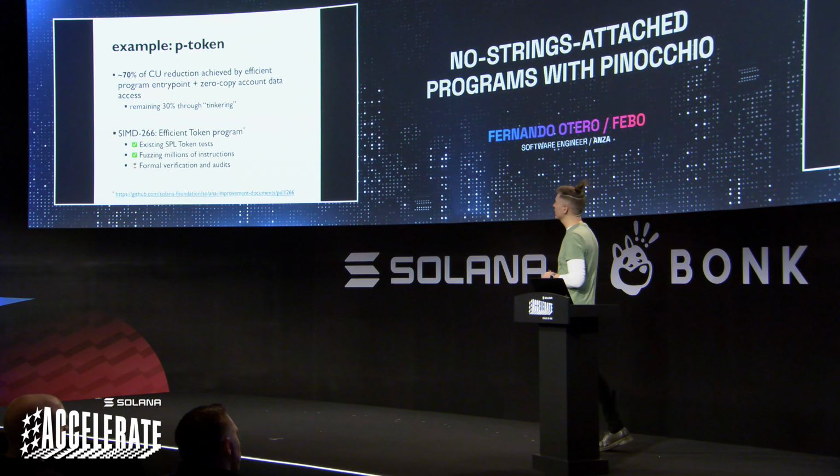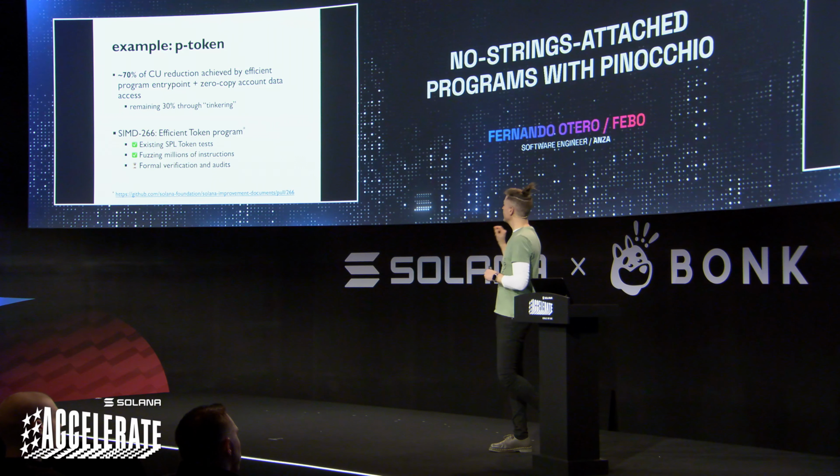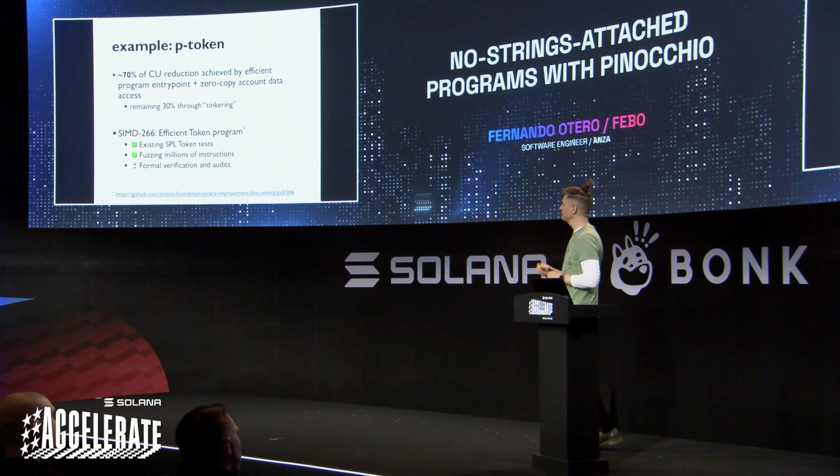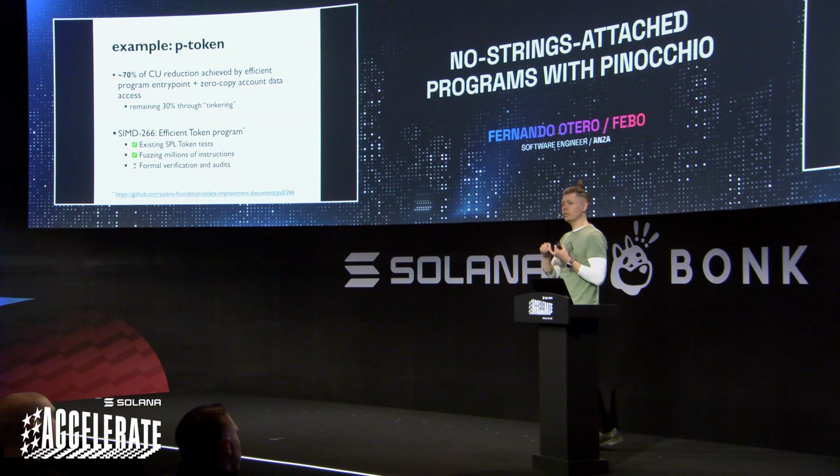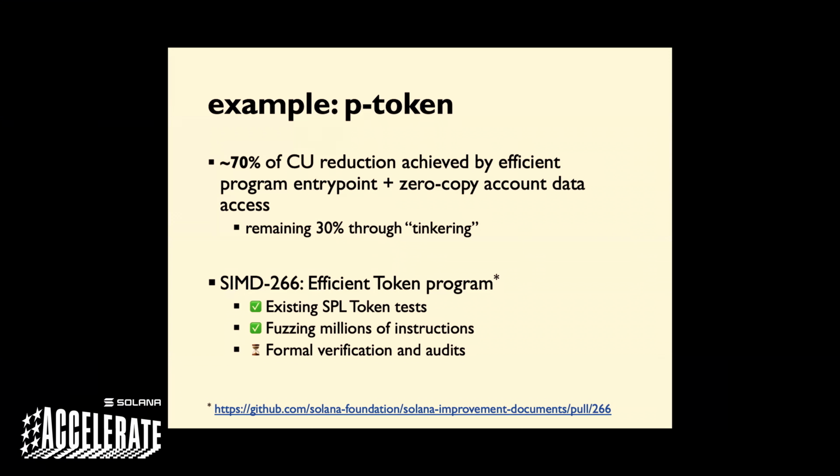One interesting aspect that I wanted to mention is that 70% of that reduction is achieved by changing the entry point, to use Pinocchio entry point, and doing zero copy account data access. So basically ditching Borsh, bincode, anything that does copies. That is the big chunk of CUs that you can save. So with those 2 changes, you can make your program significantly more efficient. The remaining 30% was just tinkering and making sure that we are doing exactly what we need, not extra checks and so on.